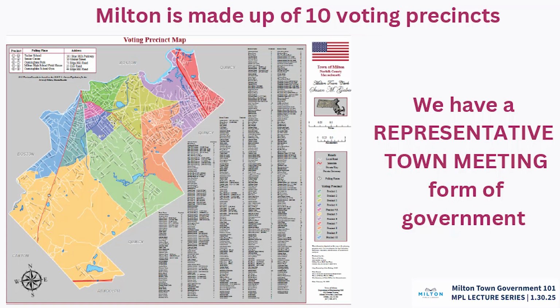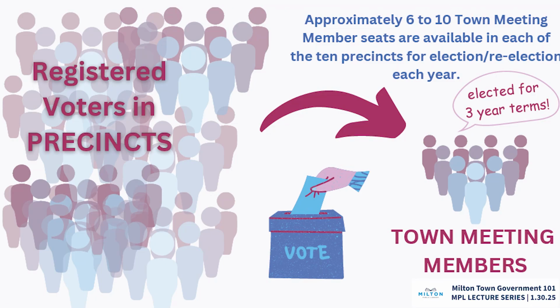So we have 10 precincts that divide up the town. As you can see from this map, and this might be a little old map, but they don't get updated that frequently. Each precinct is a varying size. So the representatives that you have in your precinct varies according to the population of your precinct. So in total, there's about 279 active town meeting members.